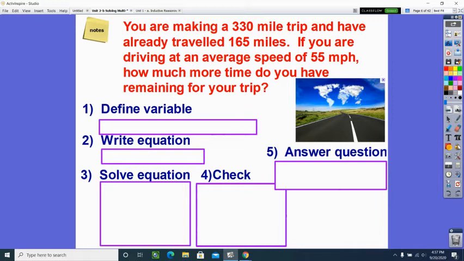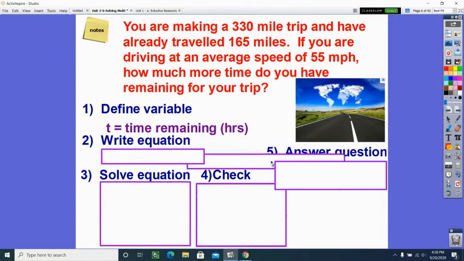remaining for your trip? Now, if you're right now not sure where to begin, read your question. How much more time? And in this case, the time is hours. Your unknown is how many more hours remain in the trip. There is your variable. So the question will point you in the direction of where to start.